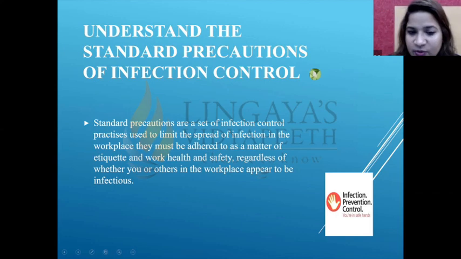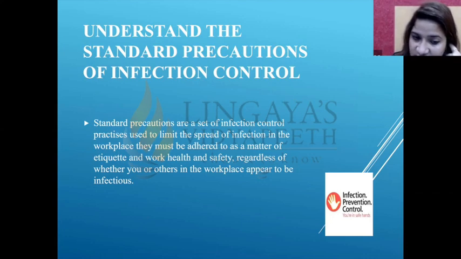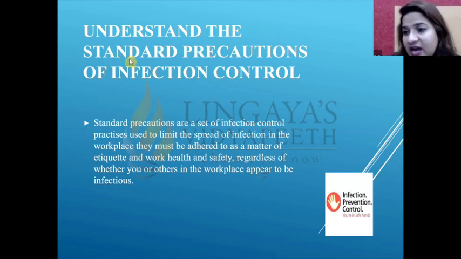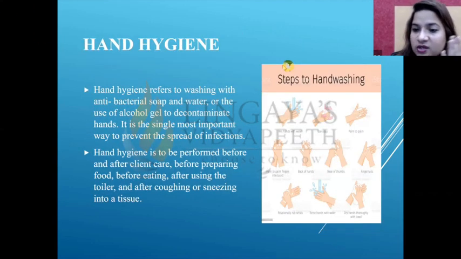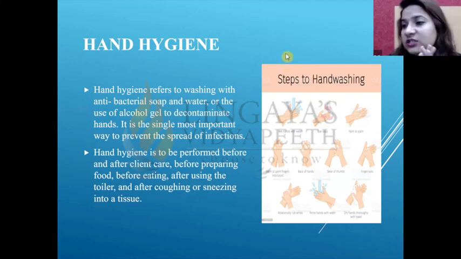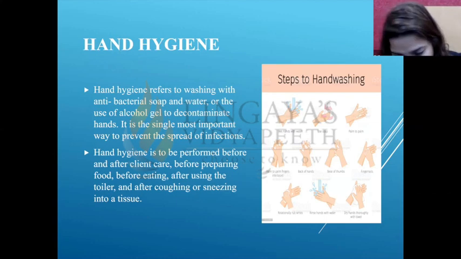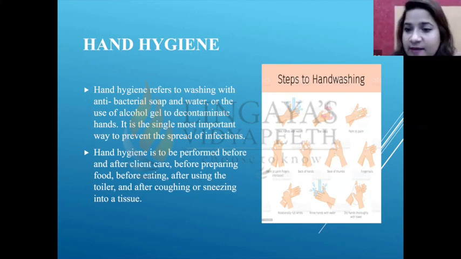Some standard precautions are used in hospitals and laboratories to stop the spread of infection in the environment. These are all adhered to as a matter of etiquette and work health and safety, regardless of whether you or others in the workplace appear to be infected. First of all, hand hygiene has to be always maintained while working in the laboratory. It refers to washing your hands with antibacterial soap and water, or the use of alcohol to get your hands disinfected. It consists of around 7 or 9 steps of hand washing.